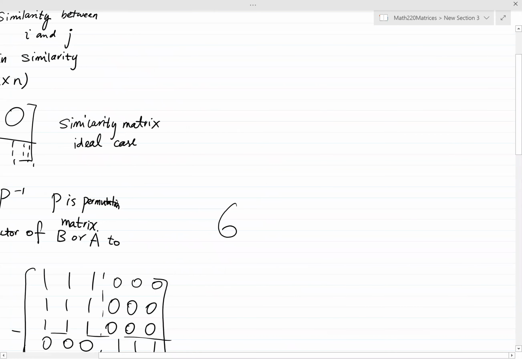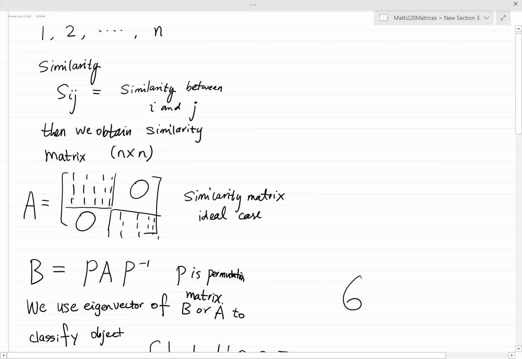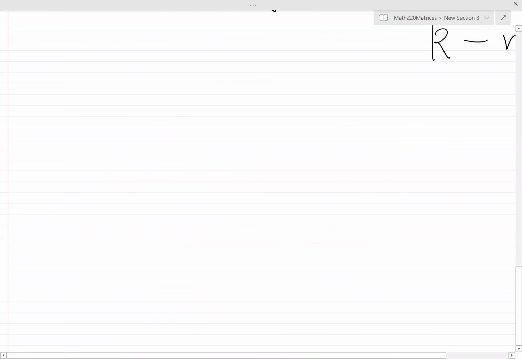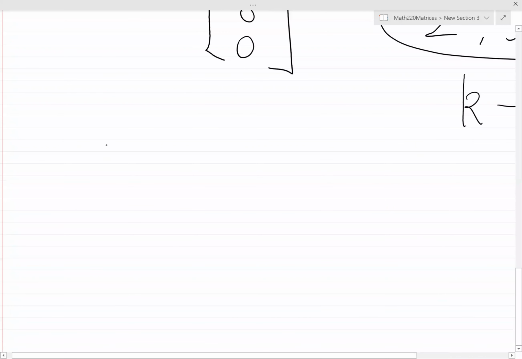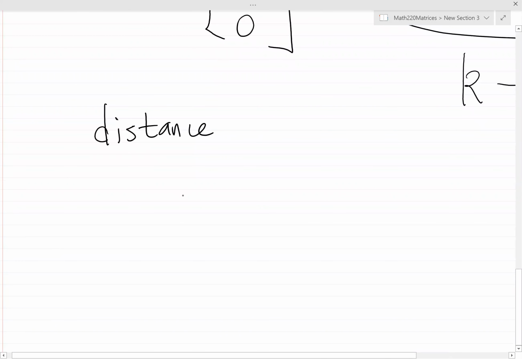Now, how do we define similarity? One idea is to find a reasonable distance between objects. The distance is large if they are not similar, and small if they are similar. So the key is to define a distance function. Similar objects have small distance, and dissimilar objects have large distance. Then we define the distance function dij.